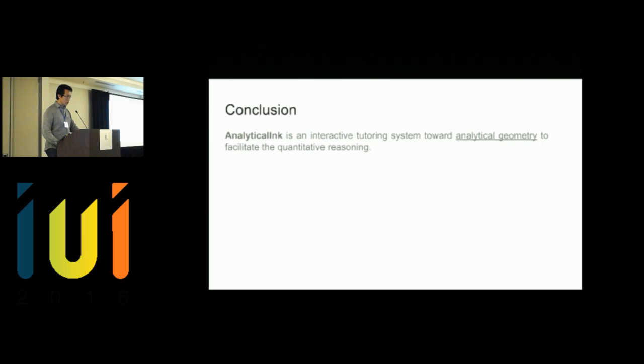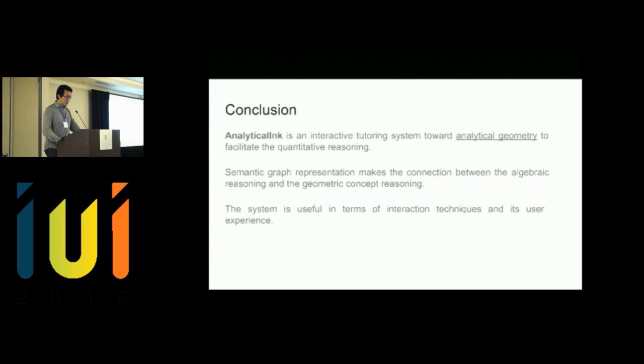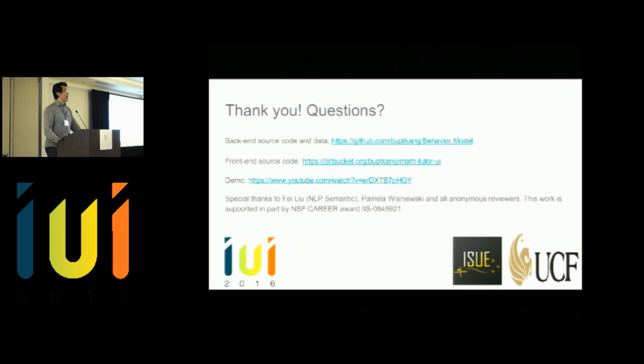The conclusion is that Analytical Ink is an interactive tutoring system for analytical geometry to facilitate quantitative reasoning. Semantic graph representation makes the connection between algebraic reasoning and geometric concept reasoning. The system is useful in terms of interaction technique and user experience. And we shared all the source code, both back end and front end, and the demos here. Okay, that's it. Thank you.